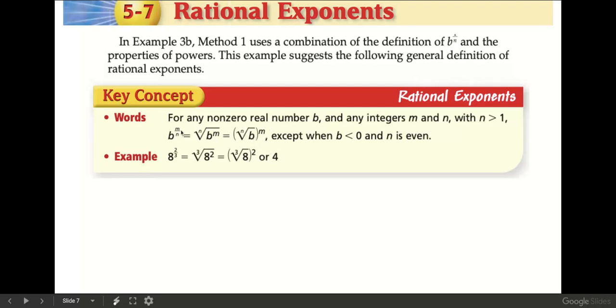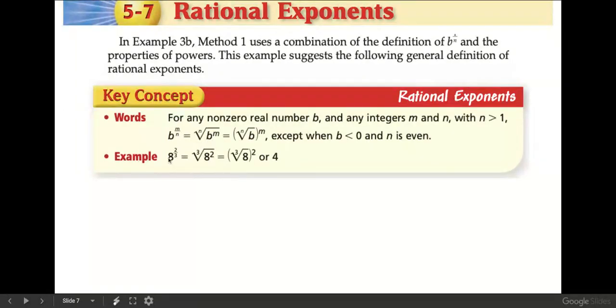Okay, so very similar to the definition we learned before, but now it doesn't just have to be 1 over n, it could be any number over n. Just know that the denominator in the exponent is your root, and the numerator in the exponent is the power of what you're taking the radical of.